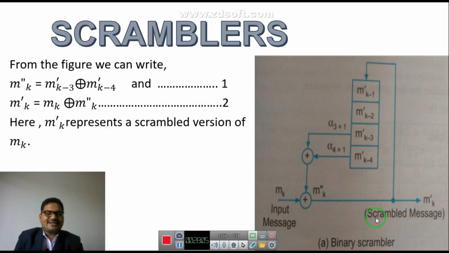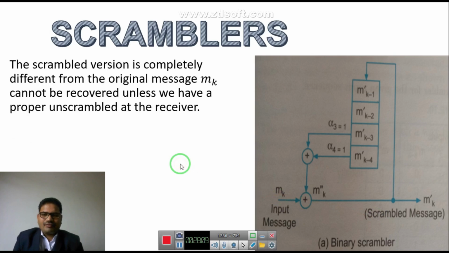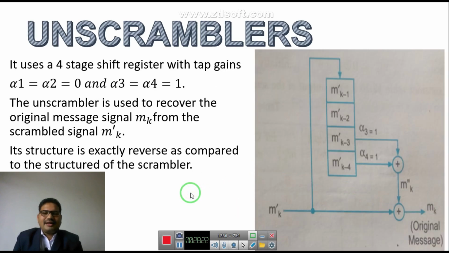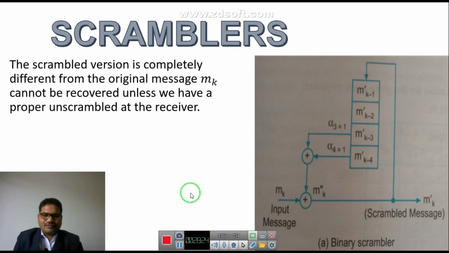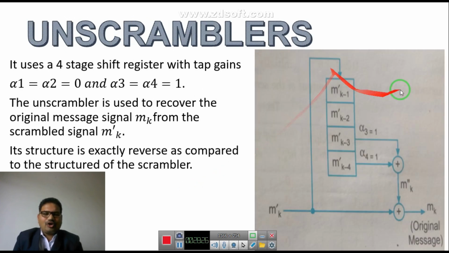Scrambled message in the sense we have changed the bit sequence of it. Now this scrambled version is completely different from the original message M of K. It can't be recovered unless we have a proper unscrambler at the receiver. So here is your unscrambler shown on the screen.